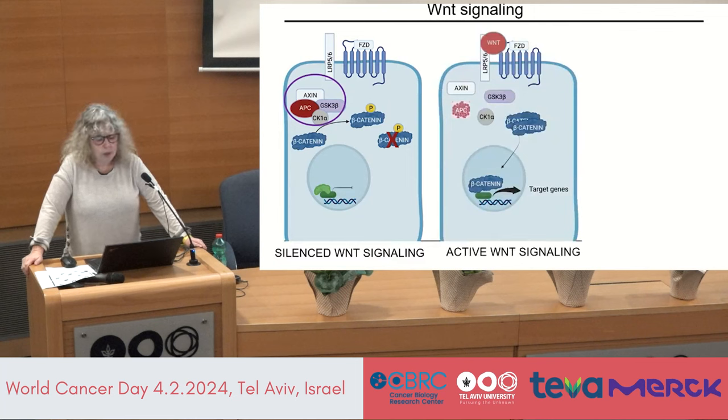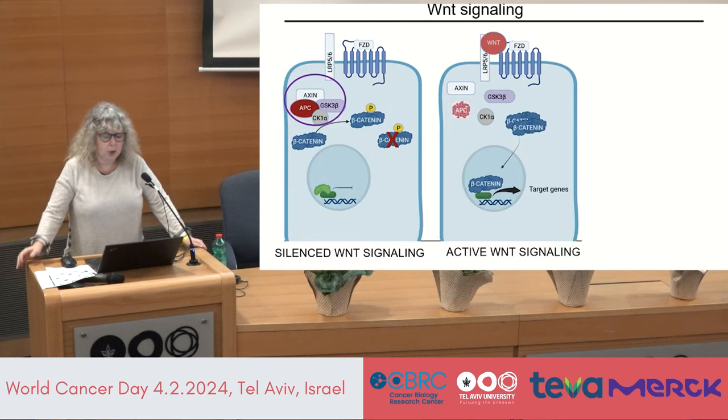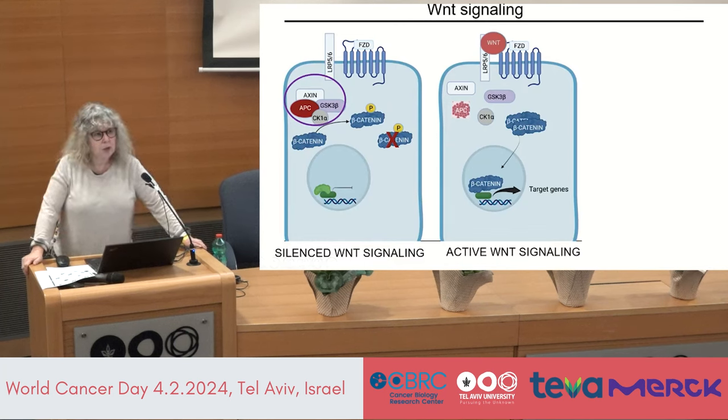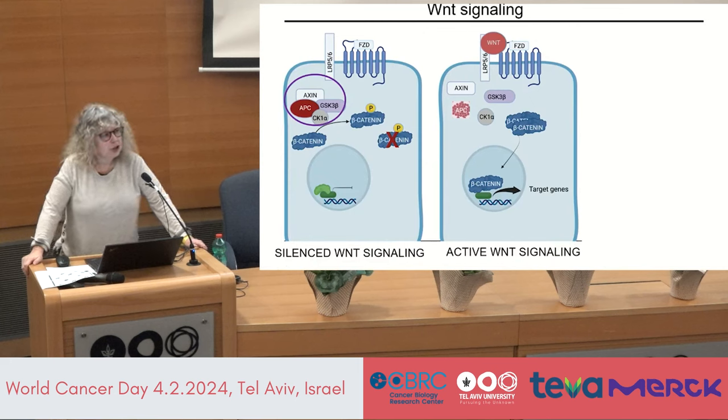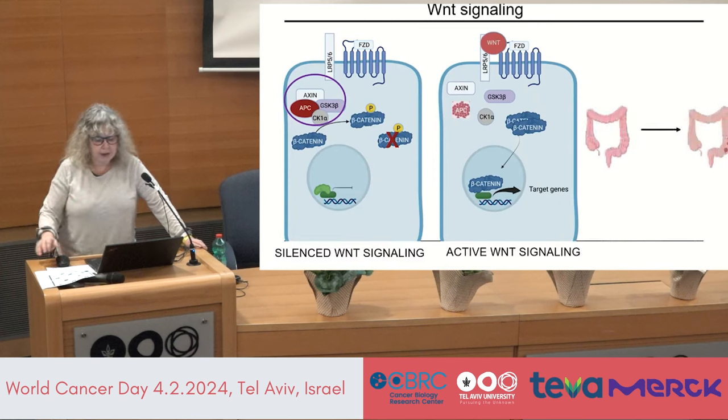However, when the signaling pathway is turned on, for example, by mutations of APC in cancer or by binding of the ligand to its receptors, this whole complex is disassembled. Beta-catenin is no longer phosphorylated. It enters the nucleus, and we see expression of Wnt target genes. Now, many of these target genes control proliferation. So when we have high levels of Wnt signaling and high levels of beta-catenin in the nucleus, we will many times have high levels of proliferation, which can initiate the cancer, and mainly in the colon.